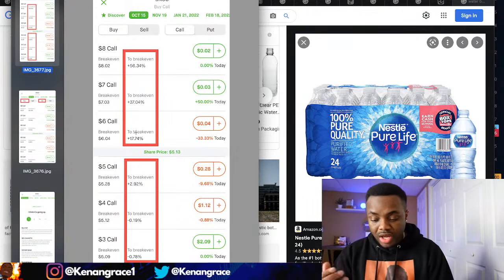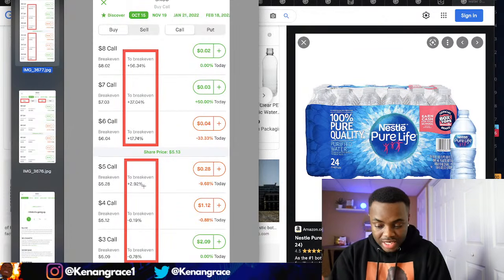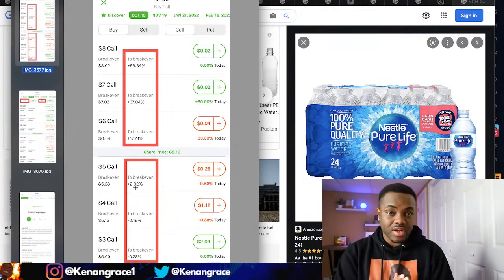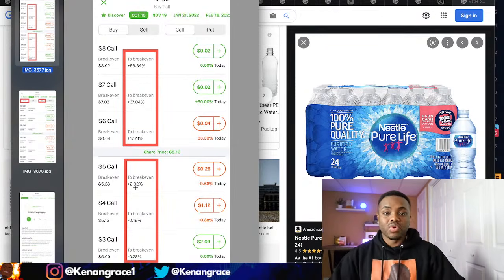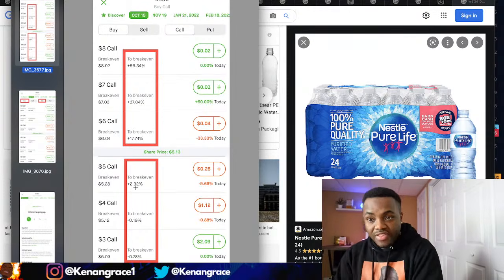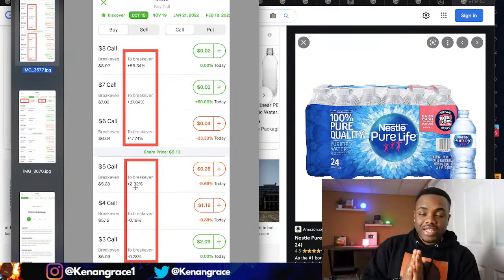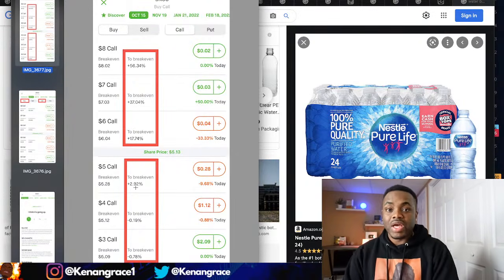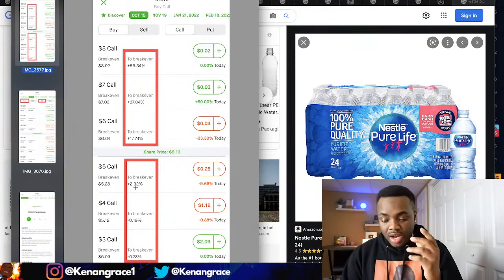Okay, now let's keep looking at our break even. Notice that if you buy a call that is in the money, the break even is lower. What is break even? Break even means how high will this stock have to go in order for you to make money by the expiration date. But we tend not to hold until expiration because there's something called theta that will eat away at your option, and we'll get to that later.